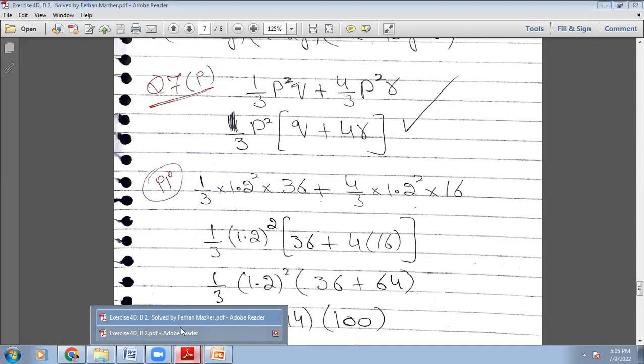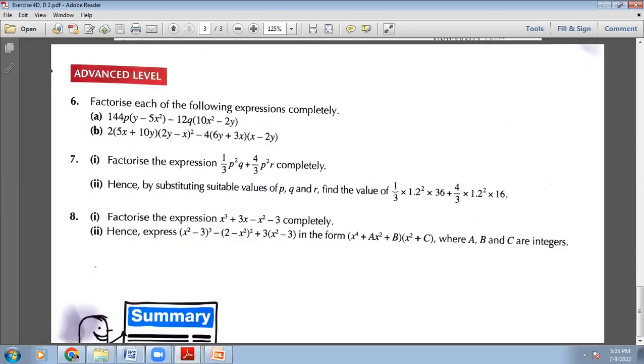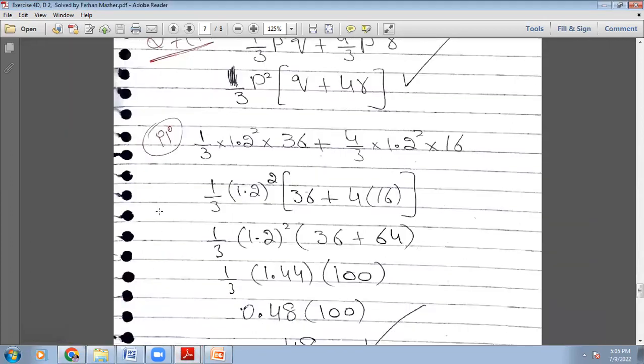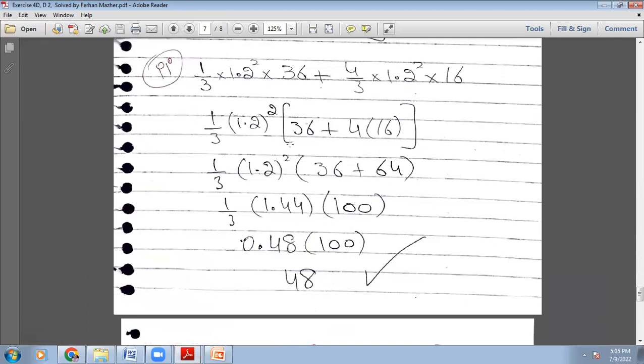Then they want us to use this result to find the value of 1 by 3 into 1.2 square into 36 plus 4 by 3 into 1.2 square multiply 16. Okay, so let's see. I can take 1.2 square common, 1 by 3 also common. You're left with the 36 plus 4 into 16. So 1 by 3 into 1.2 square, that will be 36 plus 64. And this will be 1 by 3 into 1.44 into 100. So it will be 0.48 into 100. That will be 48. So this is how you will do question 7.